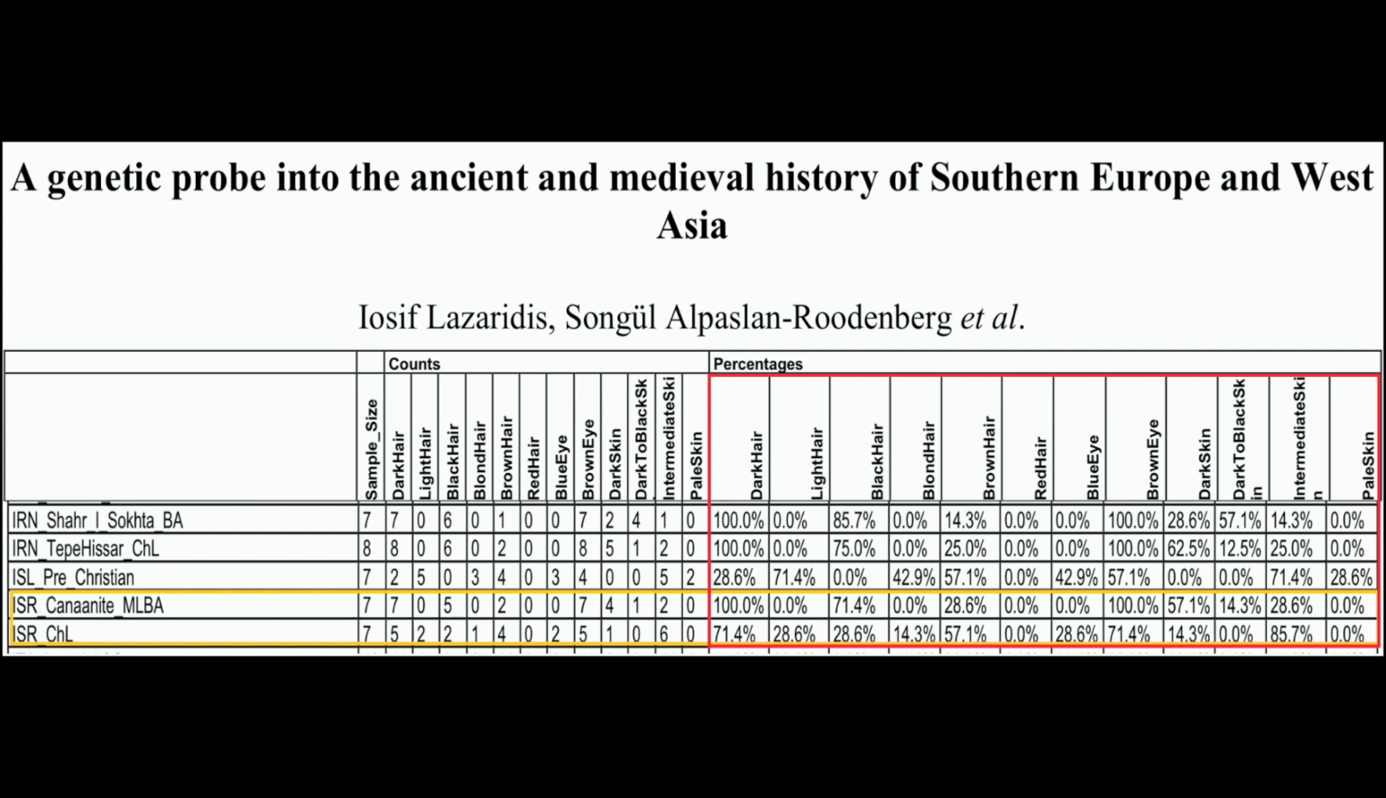Now as for skin tone, the Levantine populations of the Middle Late Bronze Age had 57.1% dark skin, 14.3% dark to black skin, and 28.6% intermediate skin, and 0% pale skin. Again, these are Levantine populations in the Middle Late Bronze Age, which mostly had dark features. This is the time in which Abraham, Isaac, Jacob, and Joseph would have lived in.